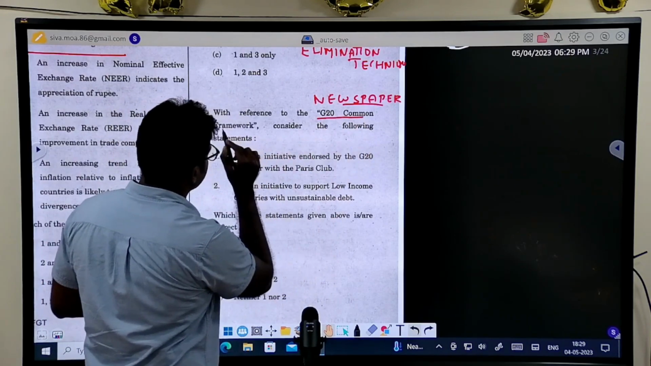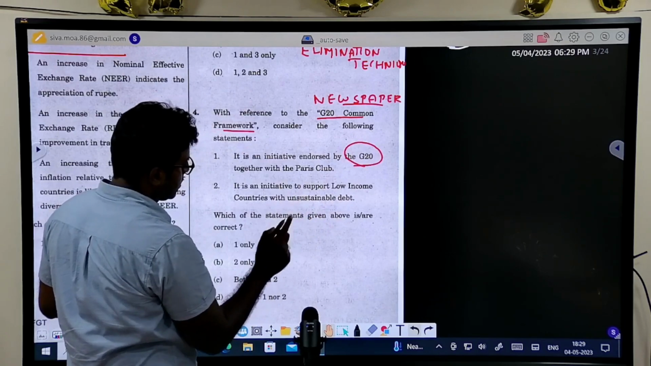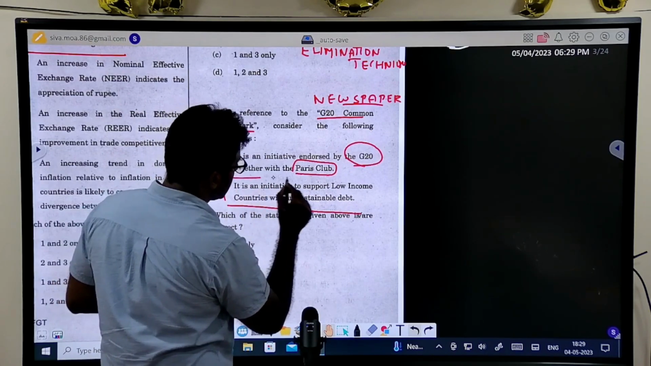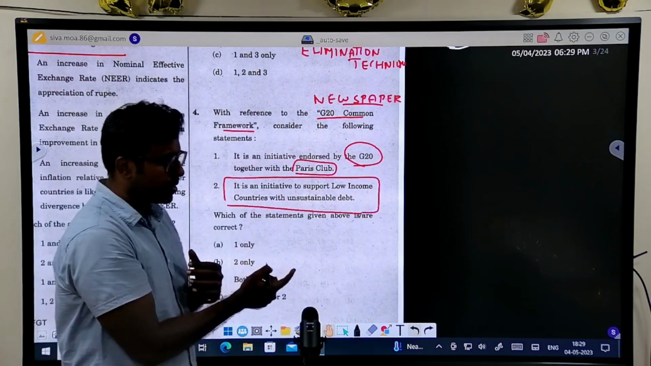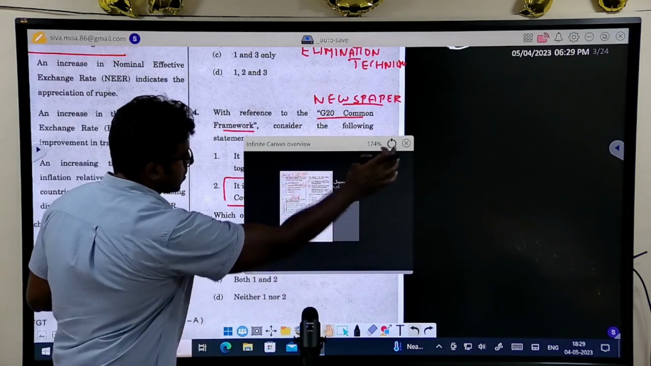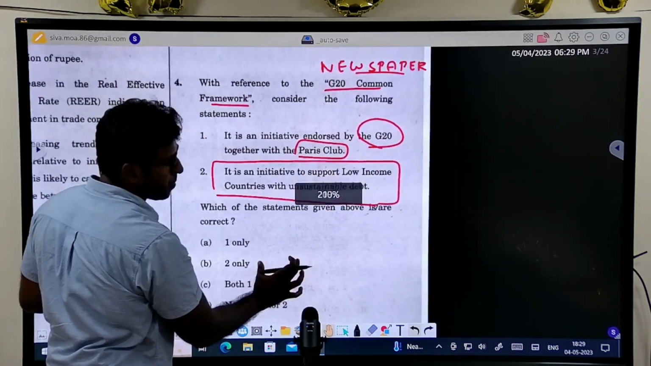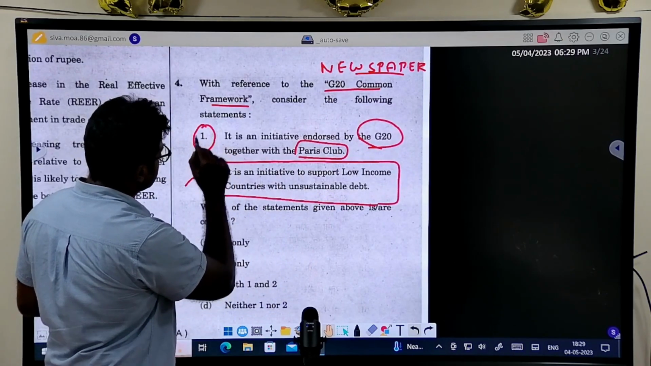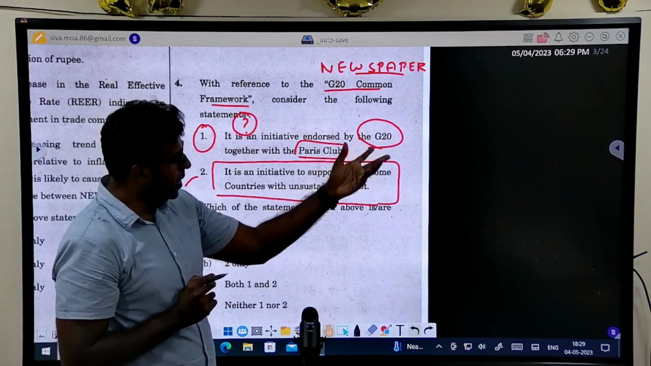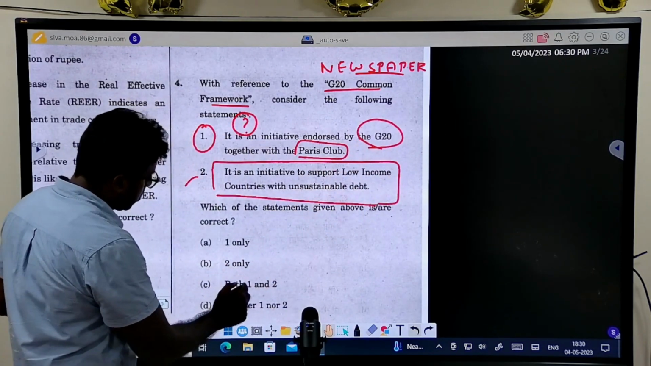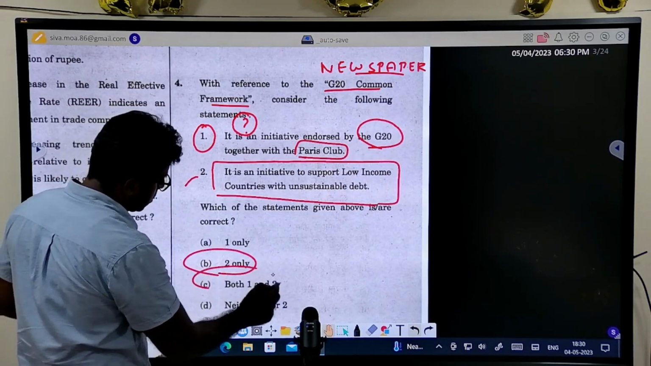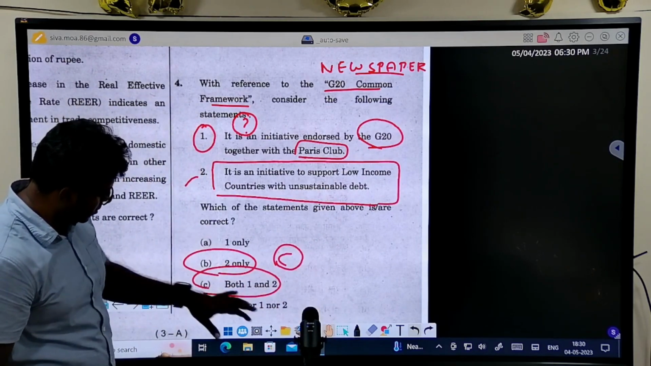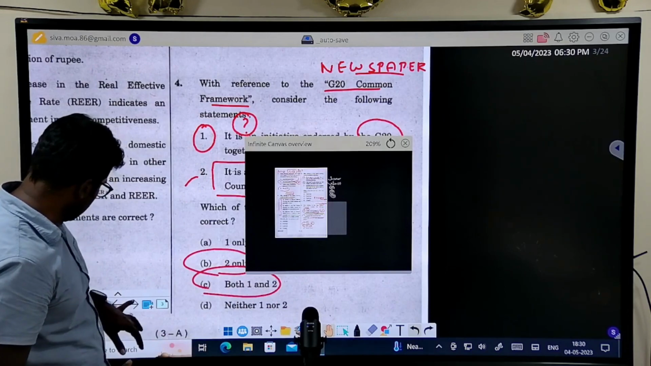See, G20 Common Framework. Definitely G20. Okay, the organization is there. Whether Paris Club is there is a debatable part. But it is an initiative to support low income countries. This came in the paper. This issue cropped up in the paper regularly. And if you had known this, it's a very simple fact. But this is the tricky part. Whether Paris Club was there or not, that is the tricky part. So if you had picked two only or both, actually C is the answer. But anyway, if you have picked B or C, it's actually good. So you have done your part. So we'll go to the next.